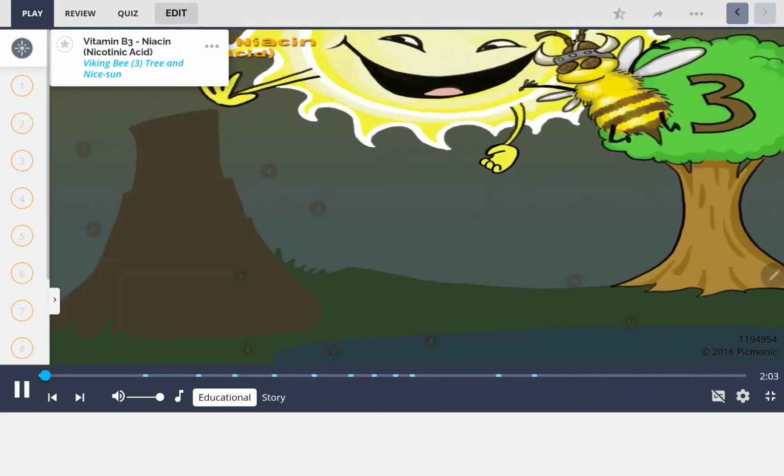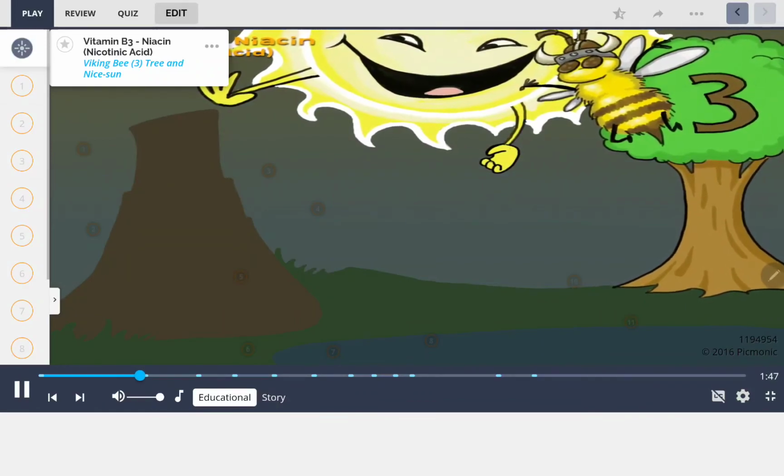Vitamin B3 is illustrated by the Viking bee climbing up into a 3 tree to play in the nice sun, which represents niacin. Vitamin B3, Viking bee in 3 tree, niacin, nice sun. It is also known as nicotinic acid, which plays a role as both a vitamin and a medicine.